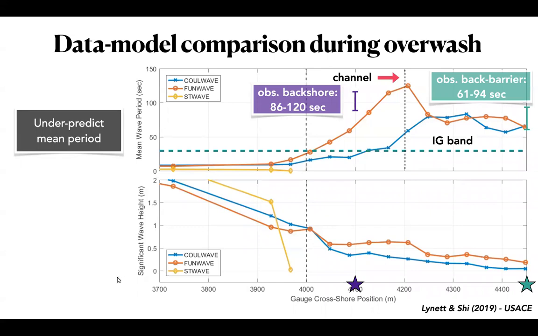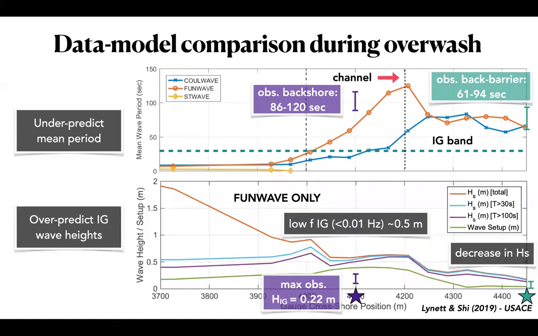Taking a closer look at the significant wave height. Here we're showing significant wave height for all frequencies. I want to take a closer look at just the infragravity waves. Here I've broken down the significant wave height into infragravity components. I integrated over the infragravity bands, specifically for the lowest frequency infragravity waves, around 100 seconds, which is the mean period in the backshore.